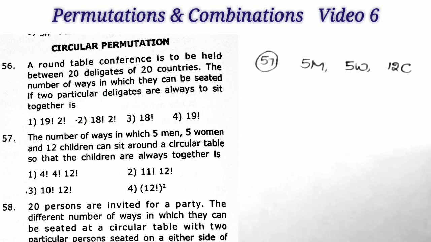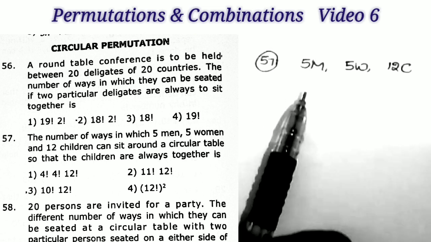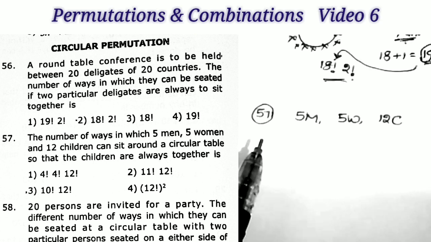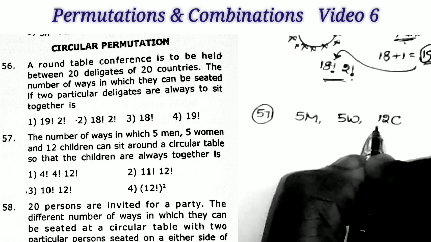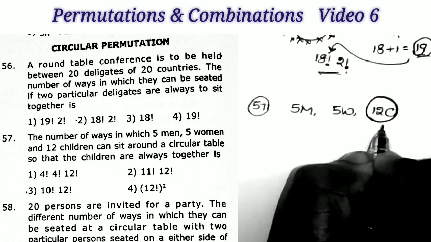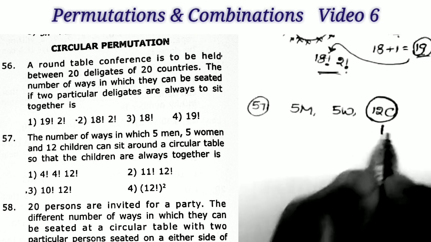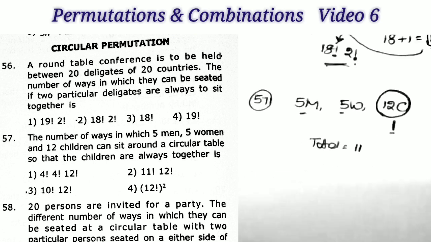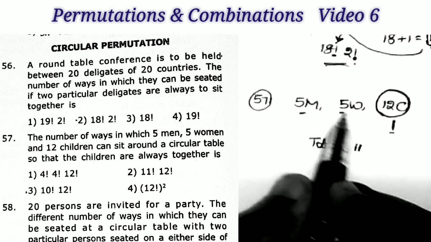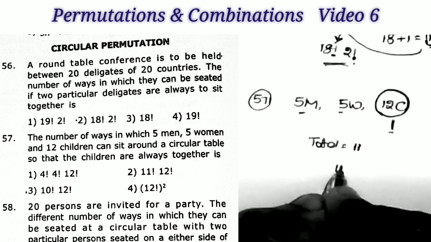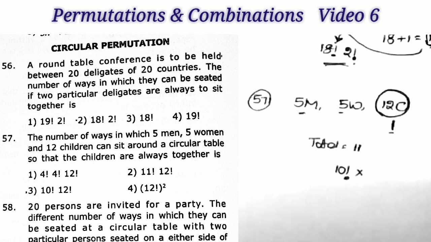Next question, sum number 57. The number of ways in which 5 men, 5 women and 12 children can sit around a circular table so that the children are always together. Here the condition is children are always together, which means we treat all the children as one unit. Therefore total is equal to 5 plus 5 plus 1 is equal to 11. Now we can arrange these 11 members in 11 minus 1 factorial, that is 10 factorial.